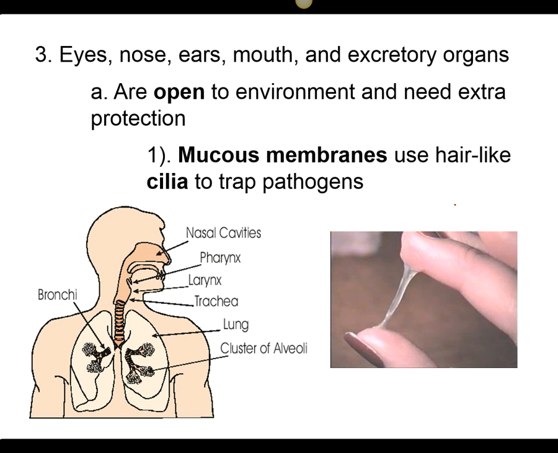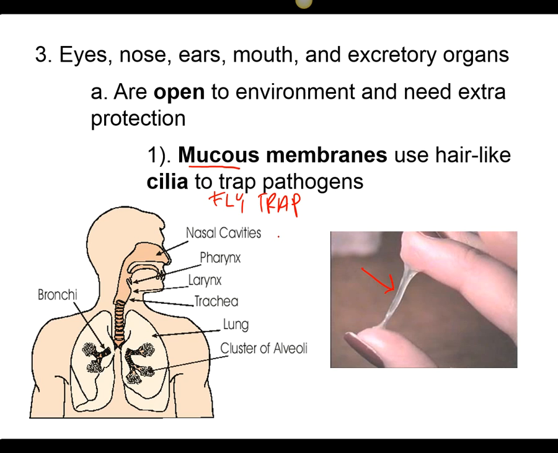Within our eyes, ears, nose, any openings that we have into our body, you'll see that we have a mucus membrane. The inside of our nasal cavity and our respiratory system has a mucus membrane. You can think of it almost like a fly trap. It's a sticky substance, as you can see here, that would trap any sort of antigens that are floating around in the air.